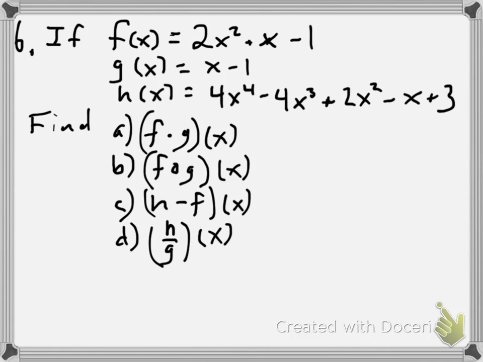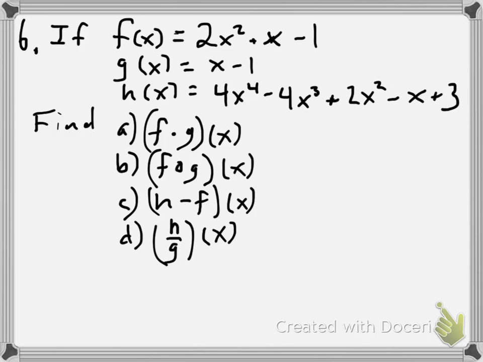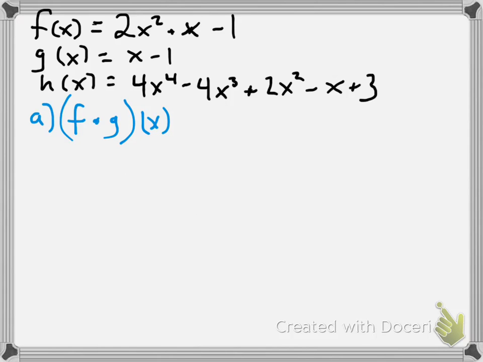Okay, so here we have our f, g, and h. So we have to find f times g in part A, f of g in part B, h in part C, h minus f, and in part D, h divided by g. So let's start with part A. For part A, we're doing f dot g of x.